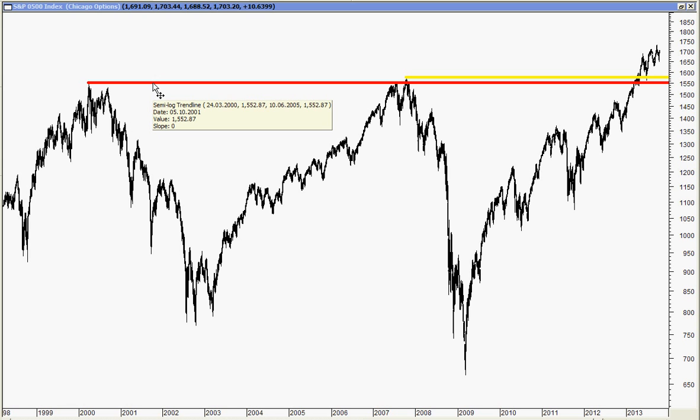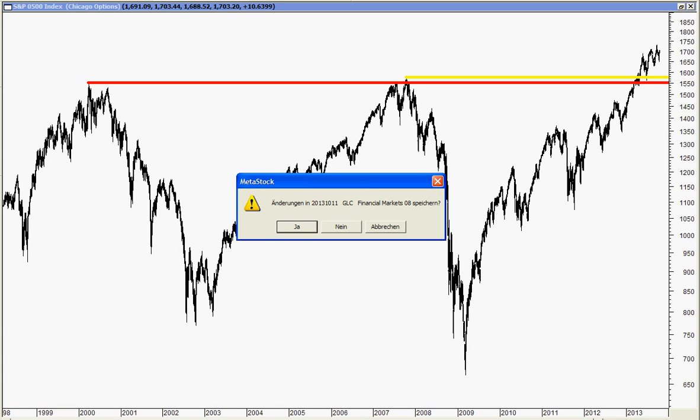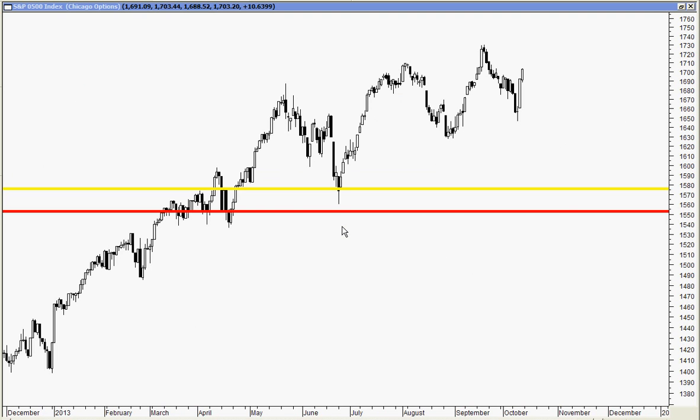Here I'm painting the red line, highs of 2000 at 1552, 1550 roundabout, and here at 1575, 76 exactly, the yellow line. So prices above are in the big picture, in my opinion, still bullish, and as long as we trade above both lines, I see no reason to sell the long term shares, even financial shares. Here, let's zoom a little bit.